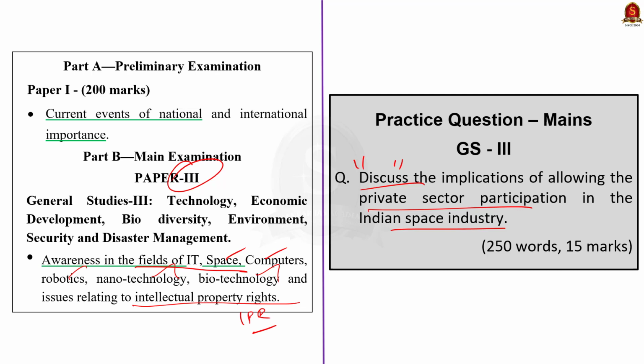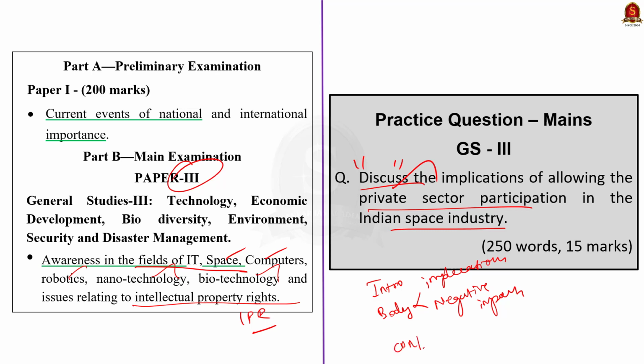See, the only keyword in the question is discuss. So you're expected to cover different viewpoints, arguments, or perspectives related to the given subject. In the introduction part, you can briefly explain about the space sector, and you can split the main body of the answer into two parts. First, you can talk about the implications of allowing private sector participation in the Indian space industry. Secondly, you can talk about the negative impacts, if any. Finally, in the conclusion part, you can give a balanced judgment regarding the matter. This is how we are going to address this particular question.